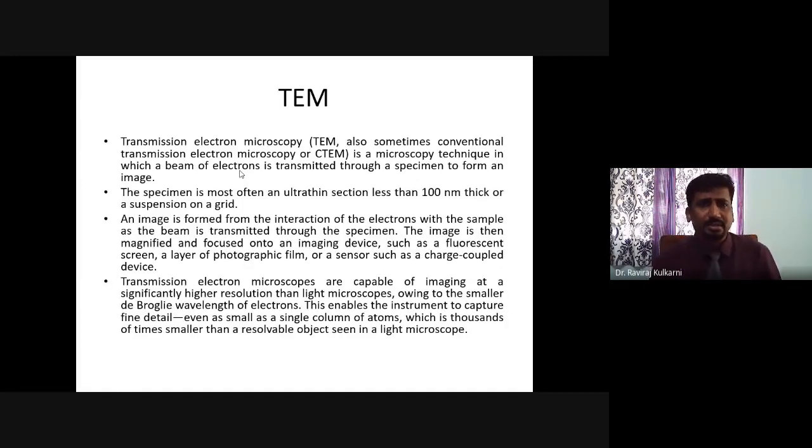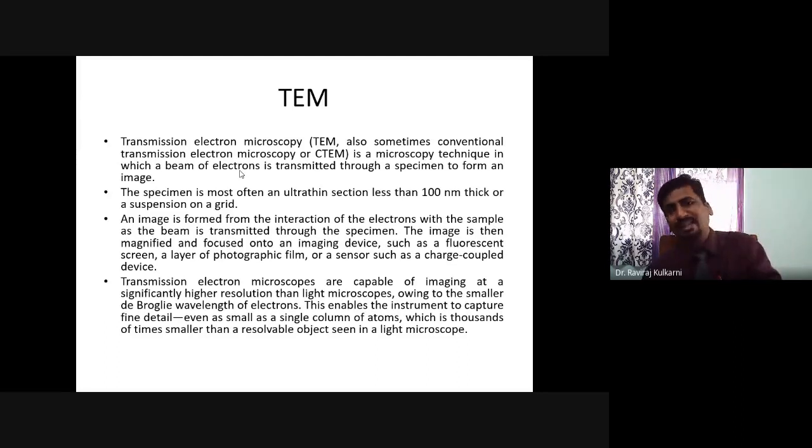So what is this TEM? Transmission electron microscope, also known as conventional transmission electron microscope, is a microscopic technique in which a beam of electrons, from an electron gun, is transmitted through a specimen to form an image. The specimen is most often an ultra-thin section of about 100 nanometers thickness, suspended on a grid. An image is formed from the interaction of the electrons with the specimen as the beam is transmitted through it.